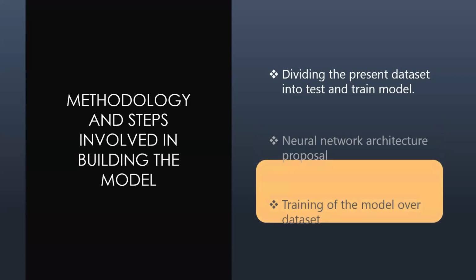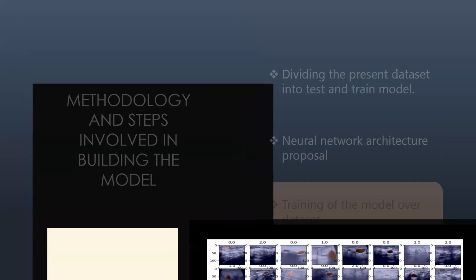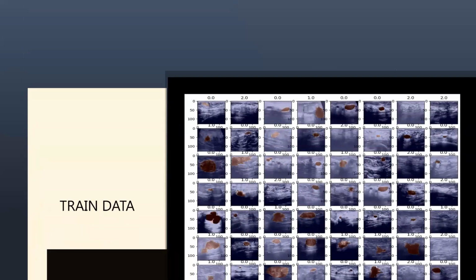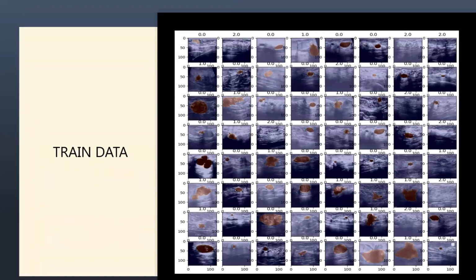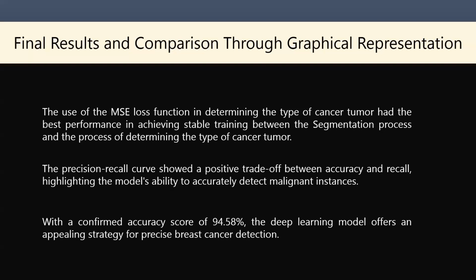Finally, after building the model, it was run over the training dataset with an epoch count of 20. For the final results, we have the use of MSE loss function in determining the type of cancer tumor that had the best performance in achieving stable training between the segmentation process and the process of determining the type of cancer tumor. Precision recall curve showed a positive trade-off between precision and recall, highlighting the model's ability to accurately detect malignant instances.